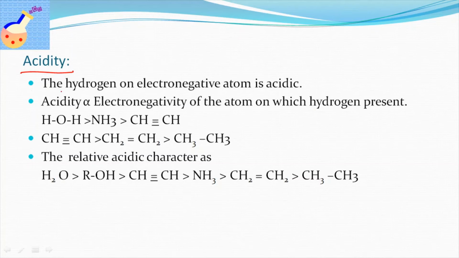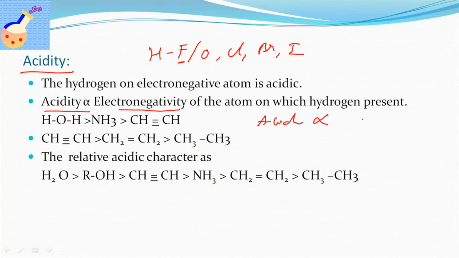So what do you mean by acidic proton? Acidic proton means the hydrogen on an electronegative atom like fluorine, oxygen, chlorine, bromine, iodine. If hydrogen is attached to an electronegative element, the hydrogen is known as acidic proton or acidic hydrogen. So acidity is directly proportional to electronegativity. That means indirectly acidity is directly proportional to the percentage of S character. Right? If the percentage of S character increases, acidic nature also increases.